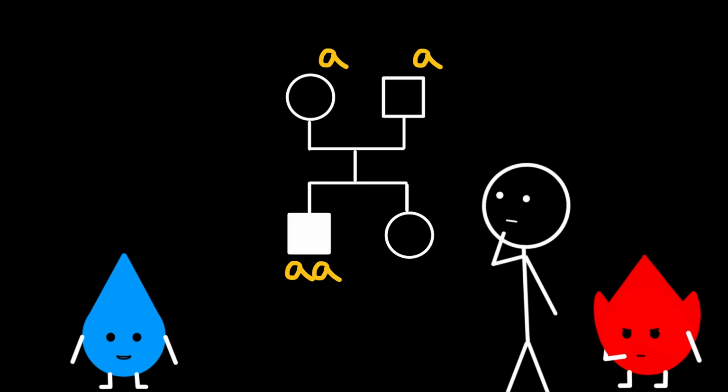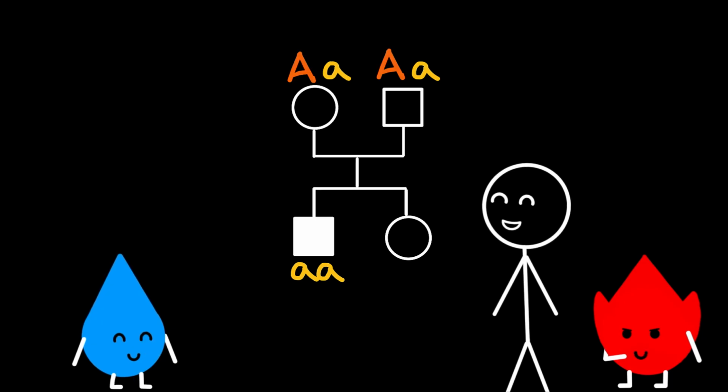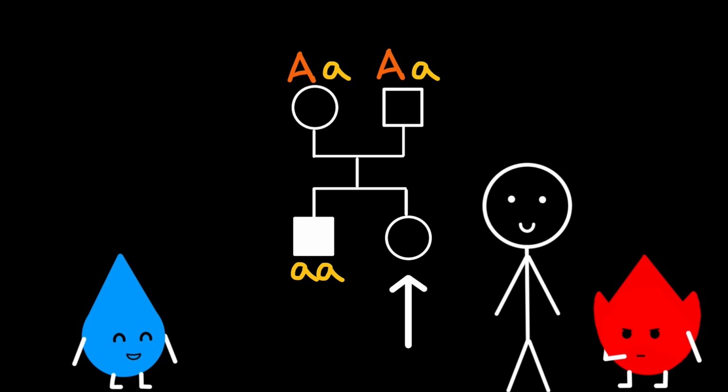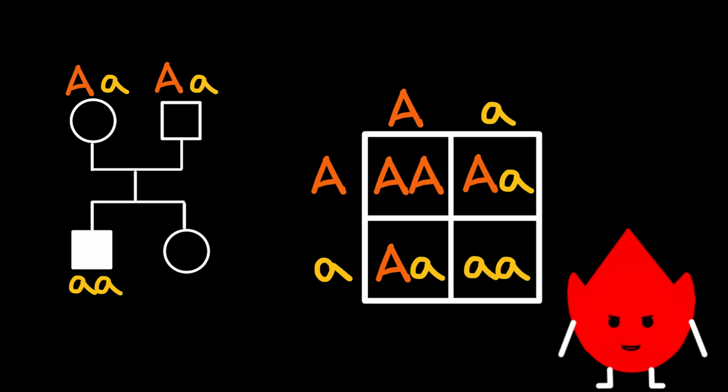However, given that none of them have the disease, what must be their genotype? Oh, they must have a PKU allele and a non-PKU allele. Great! Then, based on that, what is the probability that this offspring is a carrier of the disease, given that they don't have the disease? They carry the disease in 2 out of 4, so a half.